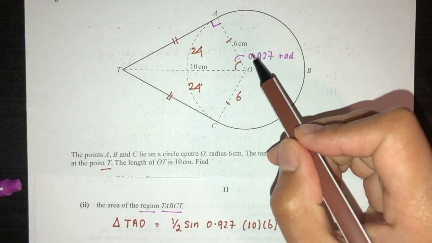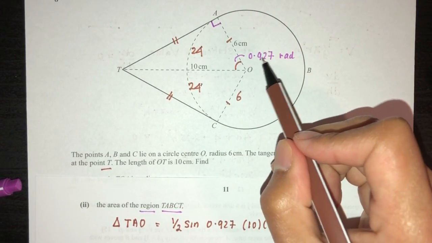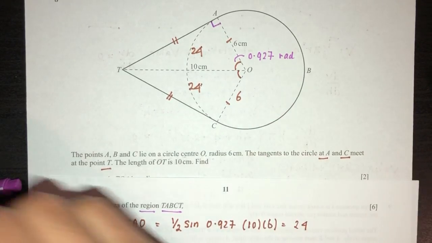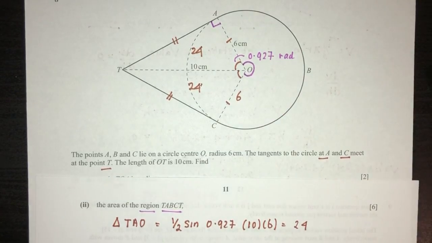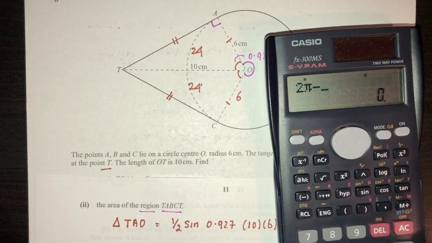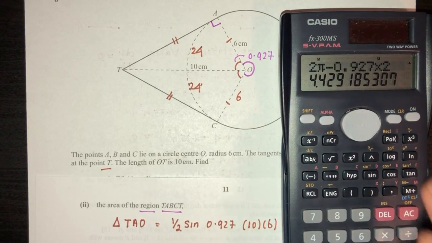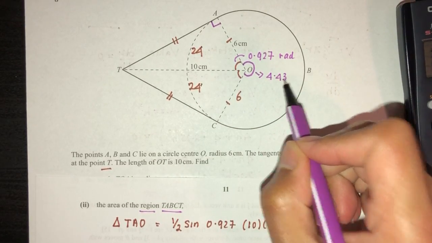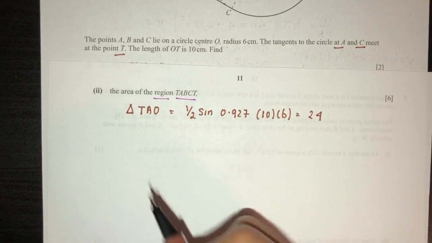Next, we have to find the area of this sector. If this angle is 0.927, this also has to be the same. So what is the remaining angle? What is this angle on the outside? That will be 2 pi minus 0.927 times 2. That will be 4.43.